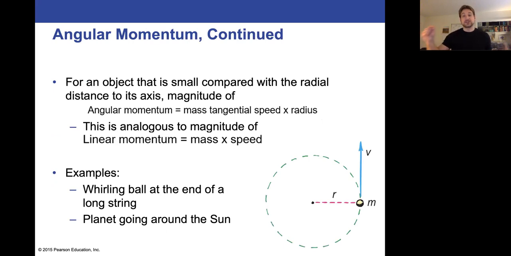An object at the end of a long string, or a planet moving around the sun, or something like that, such that the distance between them is large compared to the size, so that we can argue that all of the mass of this object is basically the same distance r away from the axis of rotation.